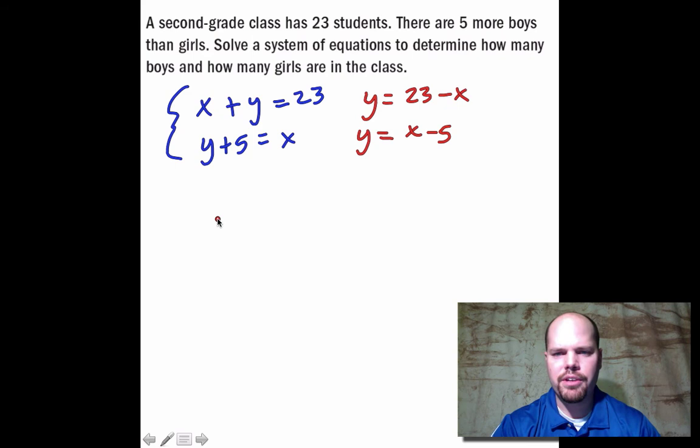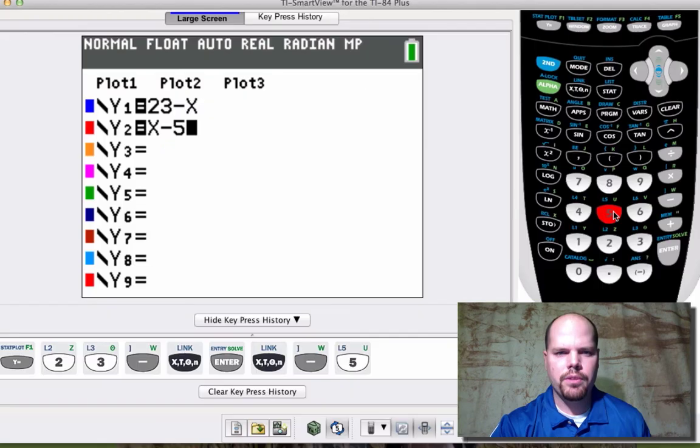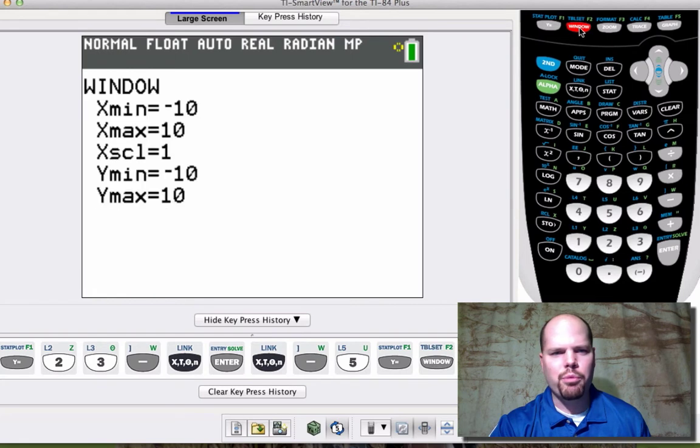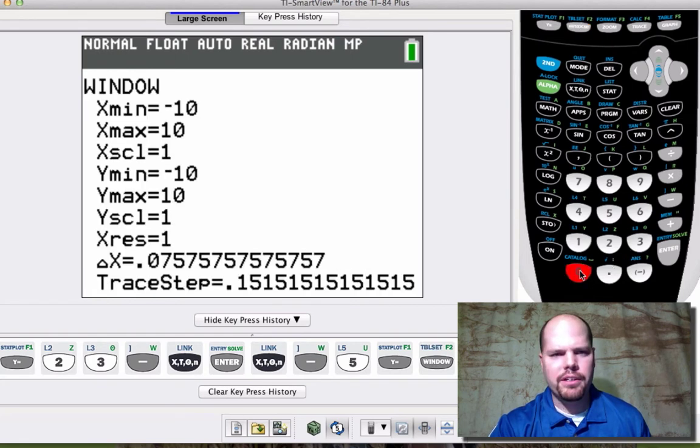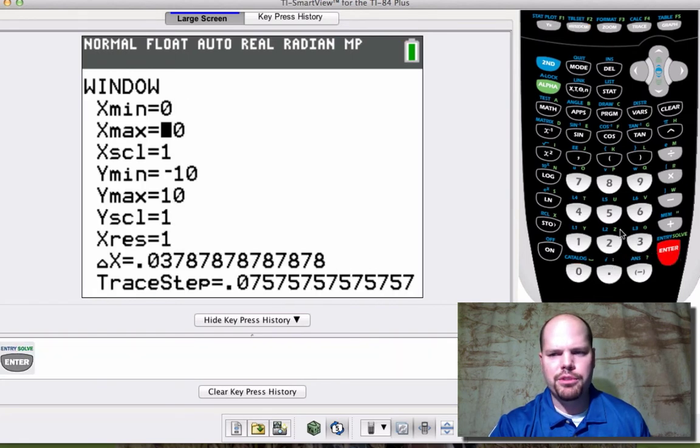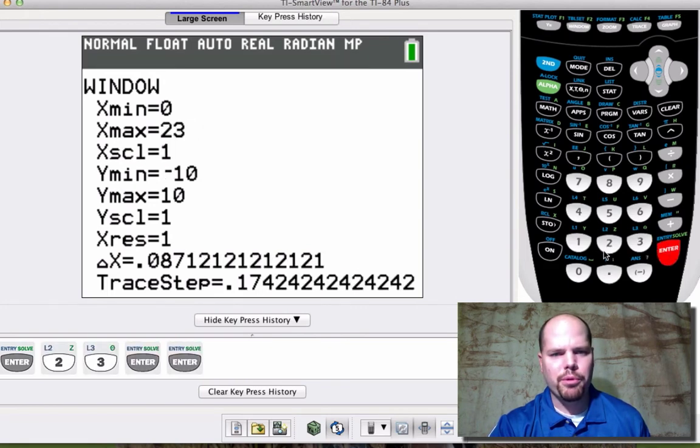And we're going to solve this system with a graph. So drag out your graphing calculator and let's enter in 23 minus x and x minus 5, and we'll try and look for a solution to this. Okay, in your calculator you would go to y equals, you would enter in 23 minus x and x minus 5. That would be our system of equations. Now in our window we are not going to get negative values, and the most students there are is 23, so let's just go 0 to 23 for both the x and the y.